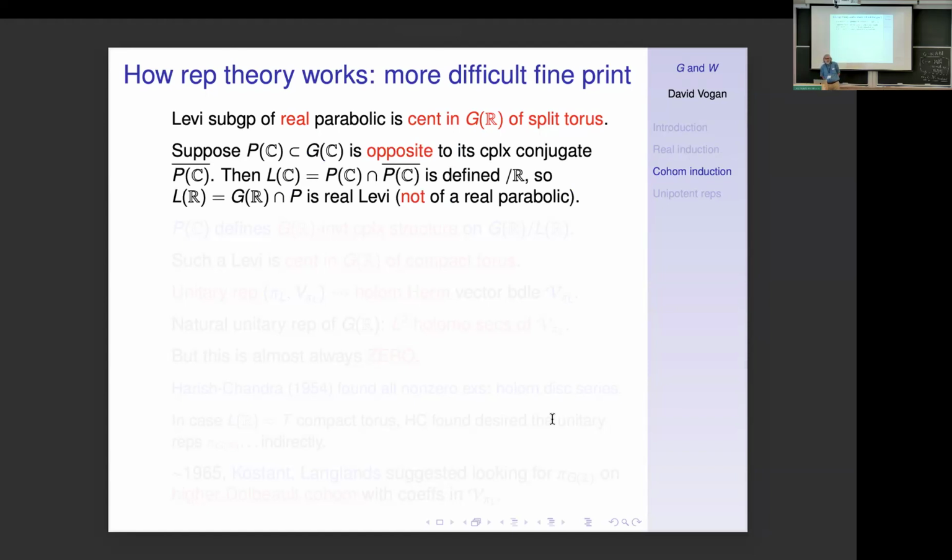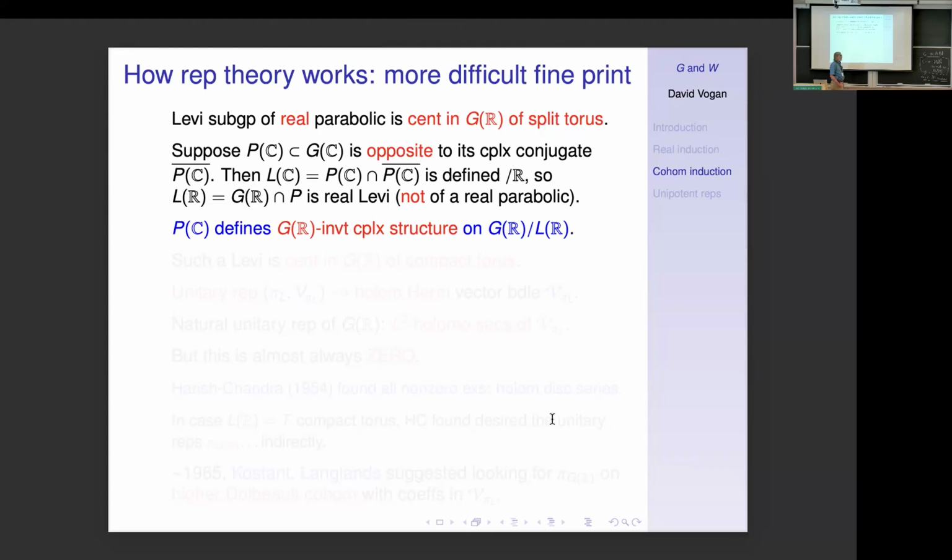Suppose instead you've got a parabolic which is opposite to its complex conjugate. So it's as far from being real as possible. Then the intersection of P with its complex conjugate becomes a Levi subgroup, and it's defined over R. And so that intersection is a real Levi subgroup, but not a Levi subgroup of a real parabolic. This P of C defines a G invariant complex structure on G of R over L of R.